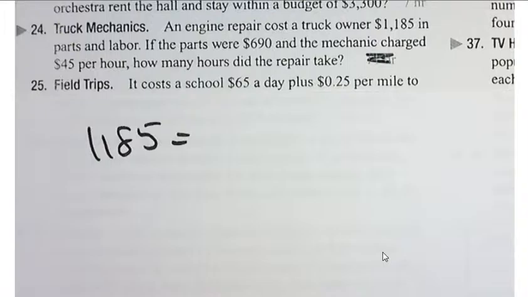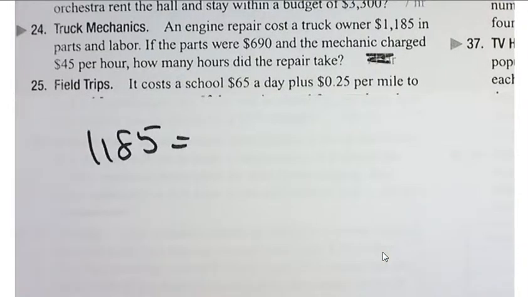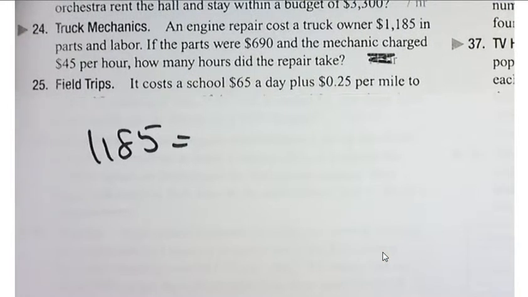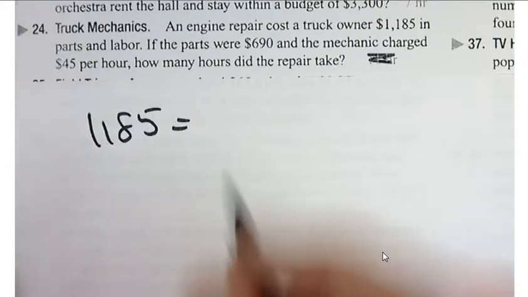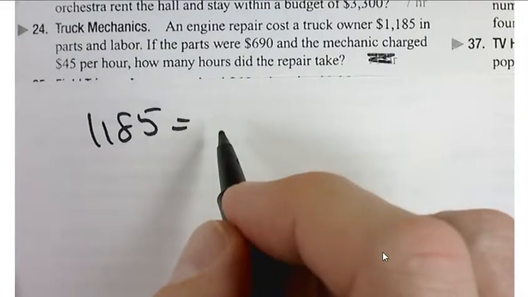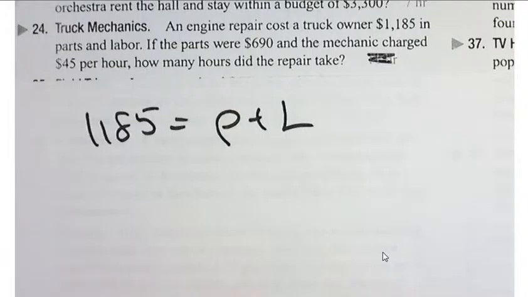Carrie, what equation can I get out of this? We got parts and labor add up to $1,185. Does that suggest an equation? I'm sorry, Carly, not Carrie. Is there an equation that's suggested there? X plus Y. How about if I use P plus L? Just parts plus labor. Okay.